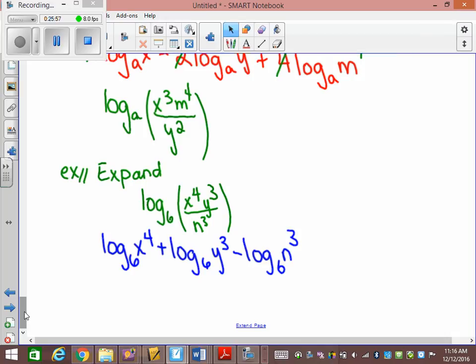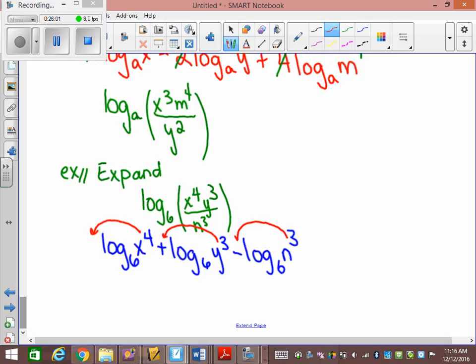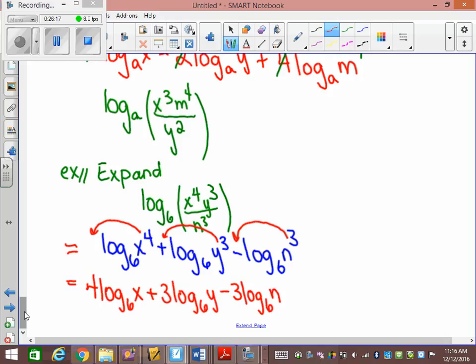Put the exponents in front as coefficients. You're correct. Take the 4, drop it in front. Take the 3, drop it in front. Take the 3, drop it in front. So we're just basically undoing what we did on the last one, right? That's all we're doing. So we get 4 log base 6 of x plus 3 log base 6 of y minus 3 log base 6 of n. Okay?